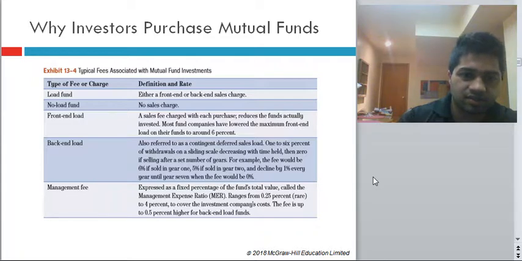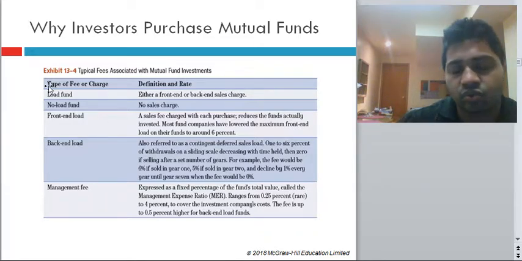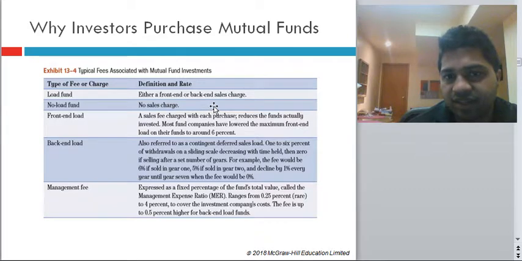This is something we have discussed, but we'll go through it quickly. Load fund: either a front end or back end sales charge. No load fund: no sales charge. Front end load is a sales fee charged with each purchase, which reduces the amount actually invested in the fund. Most fund companies have lowered the maximum load to around 6%. Back end load, also referred to as contingent deferred sales load, is 1 to 6% of withdrawals on a decreasing scale as per time: 6% if sold in year 1, 5% in year 2, and it goes on to become 0 after 7 years.